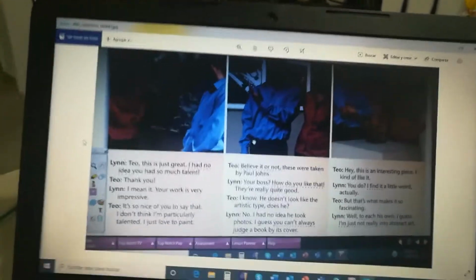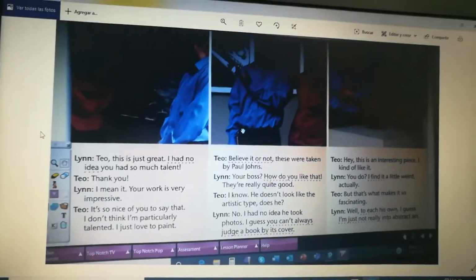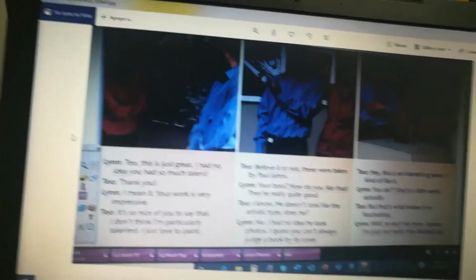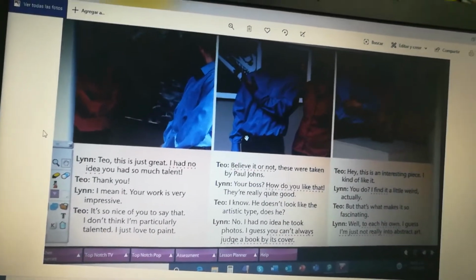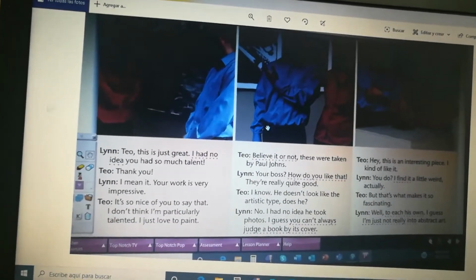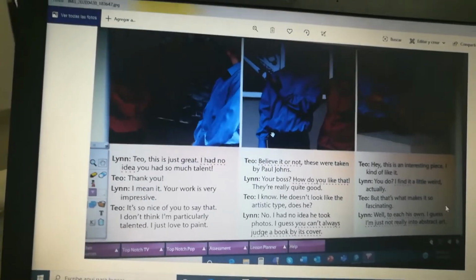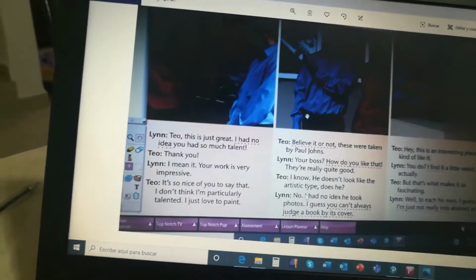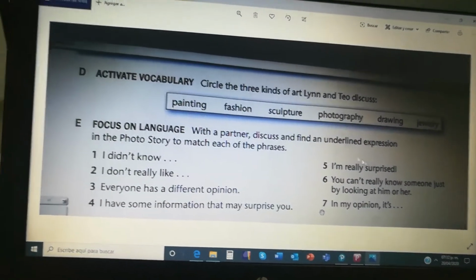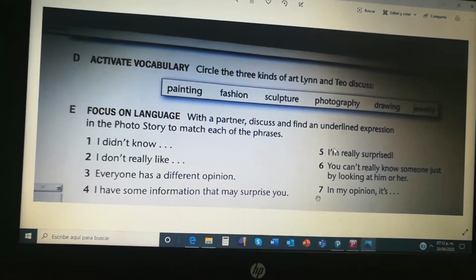Hello guys, today we are going to work on reading and grammar, okay? In reading we are going to see the photo story. Do you remember the photo story? You need to read the photo story, and when you read it, you answer the questions that you have here.